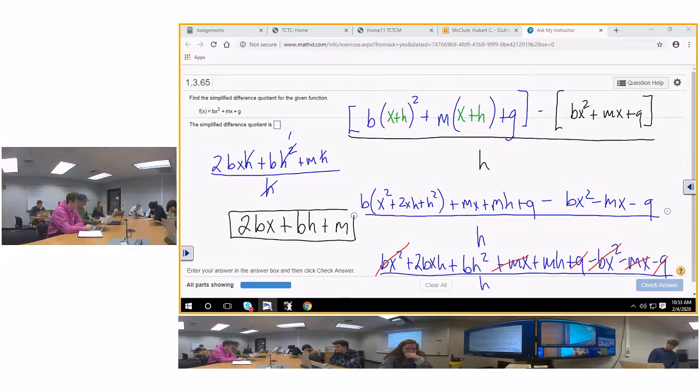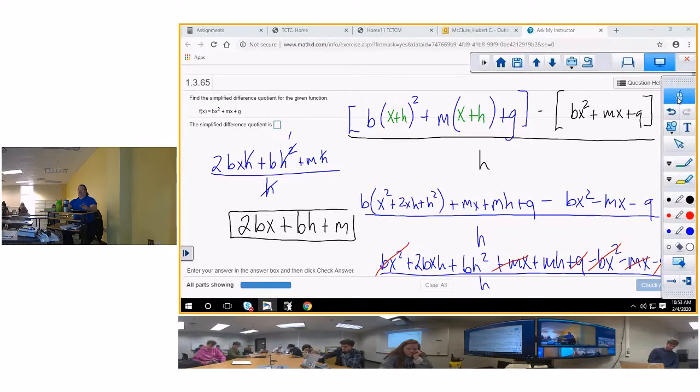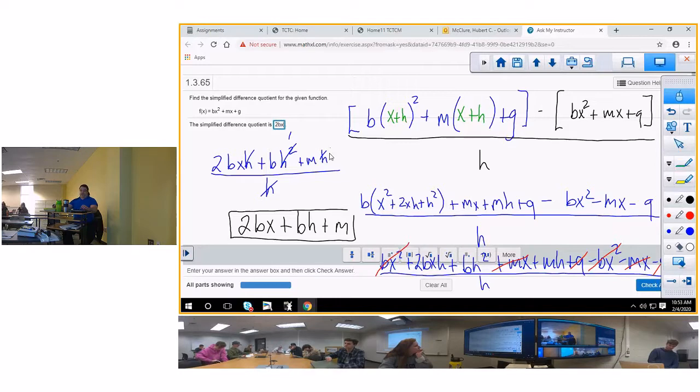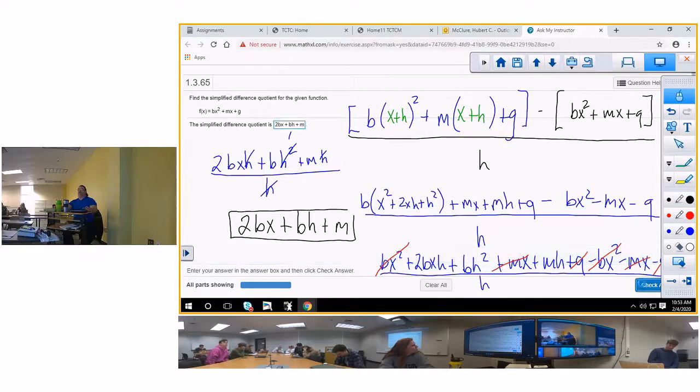So that's nothing but a calculator drill. I'm sorry, not a calculator, an algebra drill. That's not a test question because I want you to do the difference quotient with things that you're going to see, not with theory. This is theory. Okay, so let's type it in to make sure we know what we're doing. 2bx plus bh plus m. And do we feel good about ourselves? We do. So that's an algebra drill.